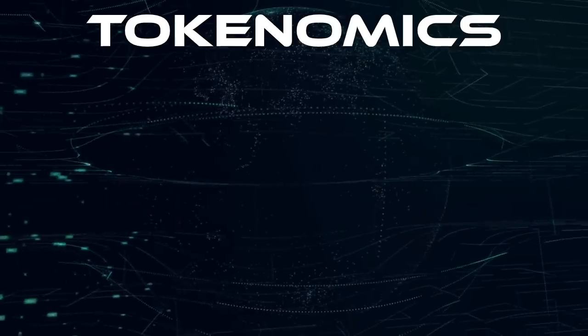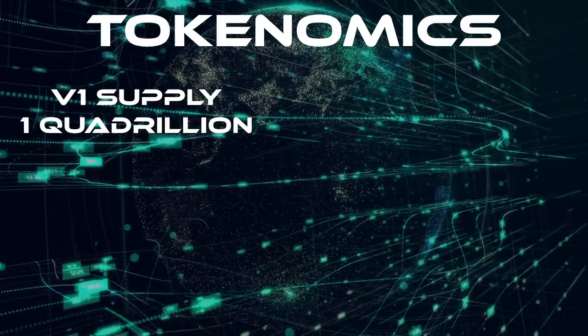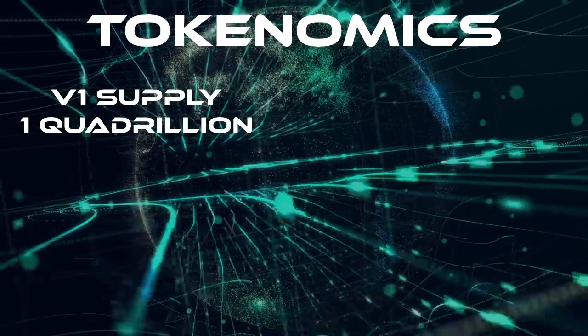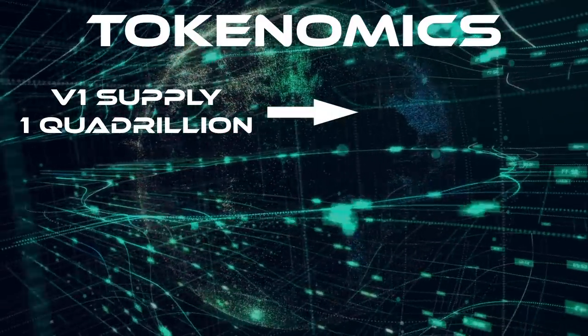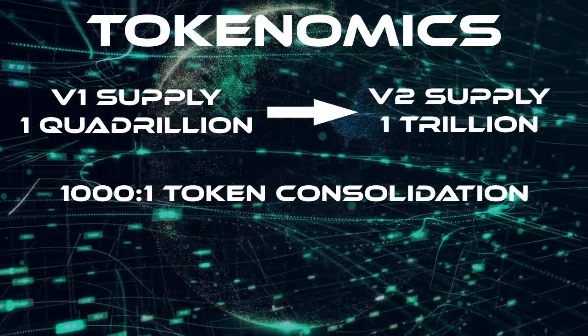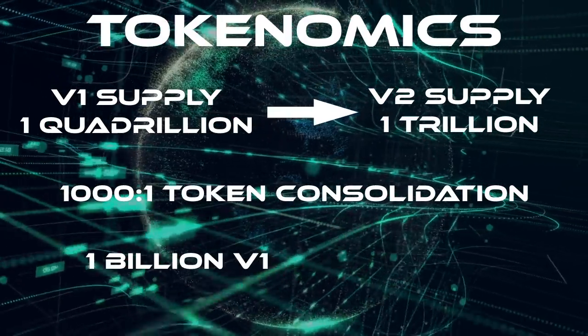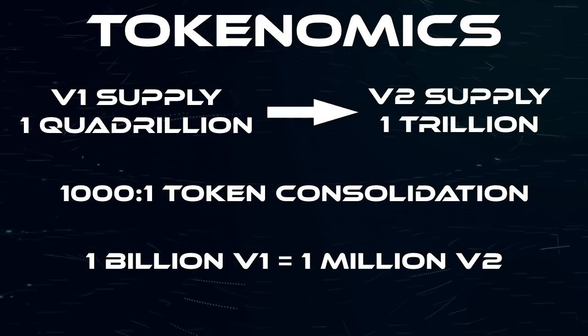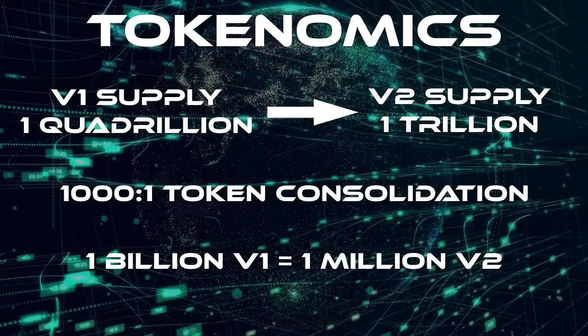So to get started, let's briefly review Safemoon's tokenomics before we begin. Safemoon had an original total supply of 1 quadrillion tokens. However, after the release of version 2 of the Safemoon contract, the total supply is reduced down to 1 trillion tokens, and all tokens held by individual holders reduced by a ratio of 1,000 to 1, meaning for every 1 billion tokens held in V1, 1 million tokens will now be held in the V2 version of Safemoon. For more information on what consolidation is, click the link to the video that is appearing on your screen now.